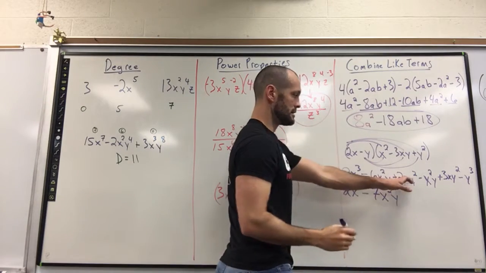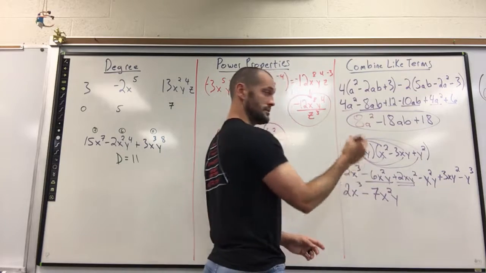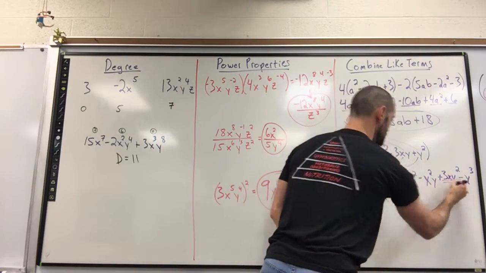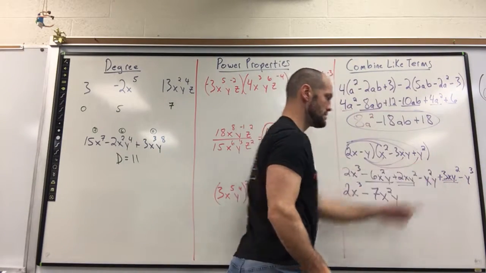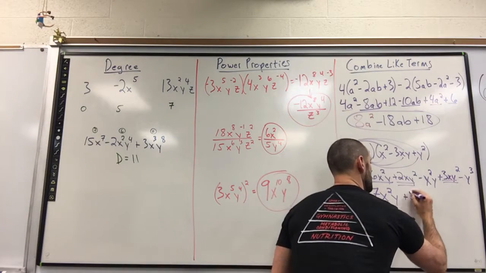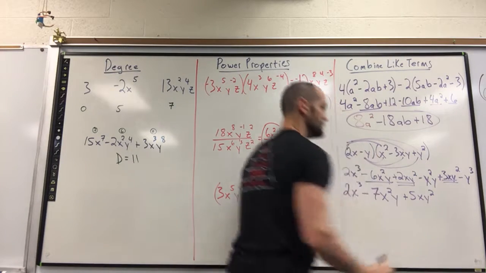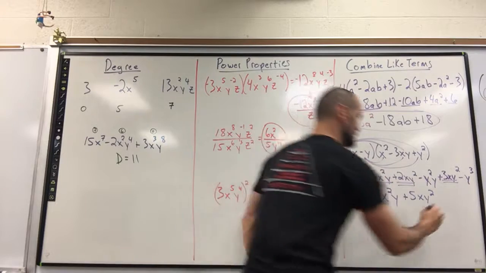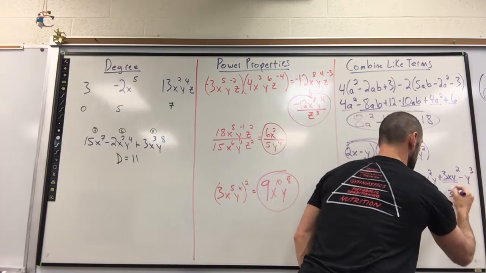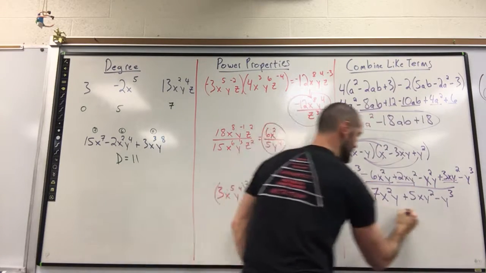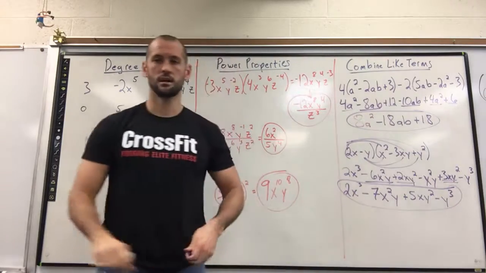Ooh, xy squared. So it has a single x and then y squared. Hello. 2xy squared, 3xy squared, 5xy squared. And lastly, the only thing I haven't used, stands alone, negative y cubed. And that is my final answer for multiplication.